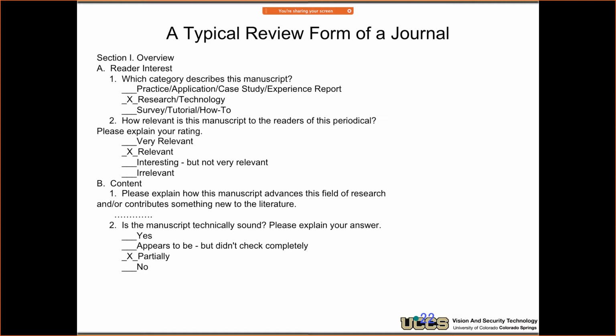No is a bad place to be. Partially is also a bad place to be. Generally, with partially you have a chance to fix it. With no, your paper's probably just rejected. "Appears to be, but didn't check completely." What do you think that means to you when you get it back as a reviewer, as an author? If your paper comes back with "appears to be, but didn't check completely."